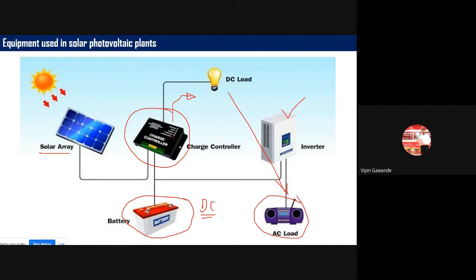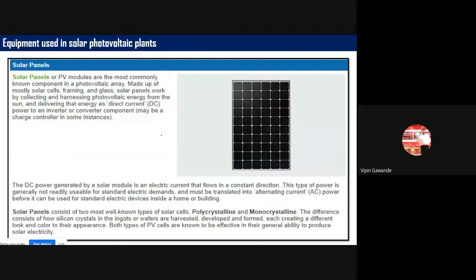So the main components which are used in PV plants are the solar array, then we have the charge controller, we have the battery, and we have the inverter. Okay, so this is the description of all the components which are used.